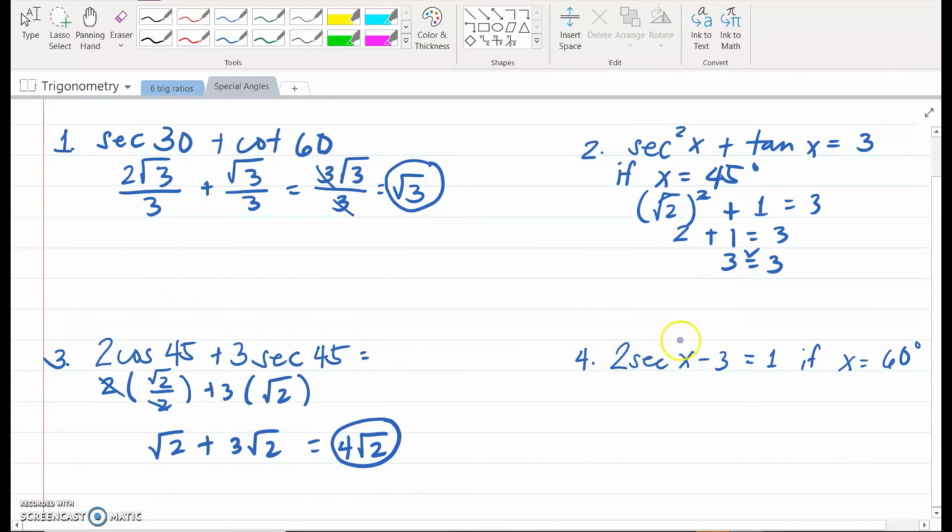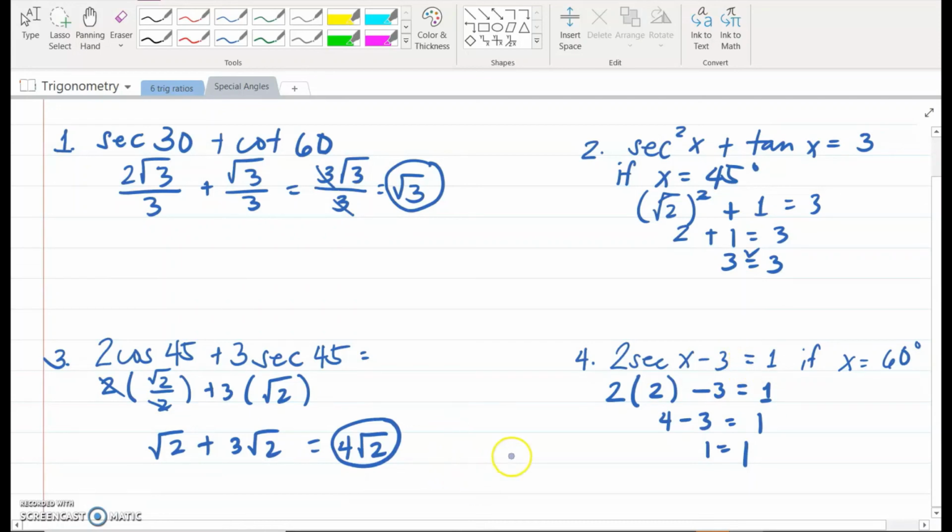And then next, number 4. 2 secant x minus 3 equals 1 if x is equal to 60 degrees. So the value of x is 60 degrees. So you have the angle. So 2 secant 60, which is 2, minus 3 equals 1. So 2 times 2 is 4, minus 3 equals 1. 1 is equal to 1. So that is how we evaluate the given expressions for special angles.